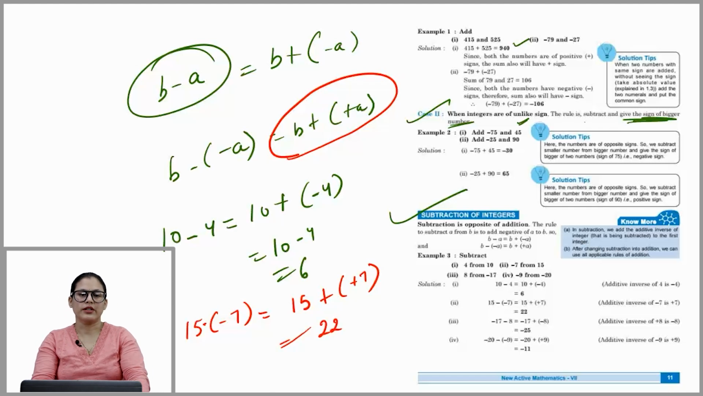In the same way you will do examples 3 and 4. In subtraction, we add the additive inverse of the integer that is being subtracted to the first integer. After changing subtraction into addition, we can use all applicable rules of addition, right?